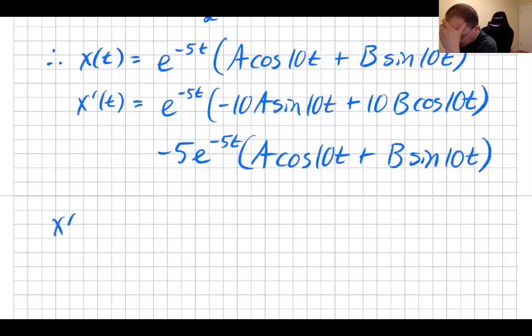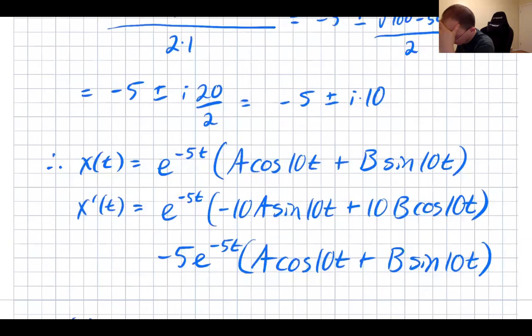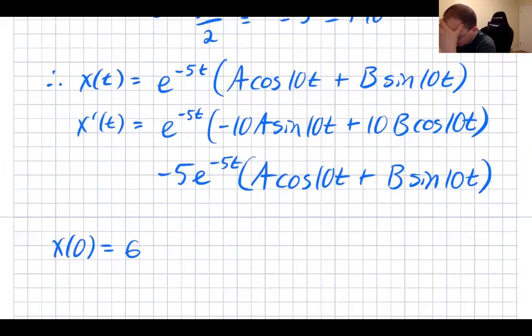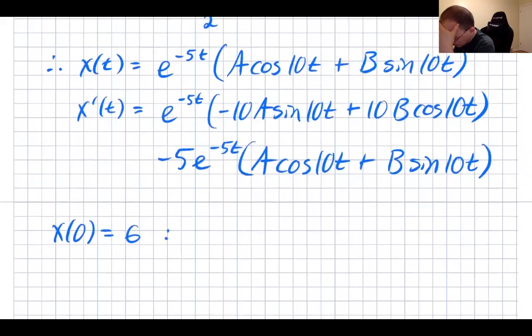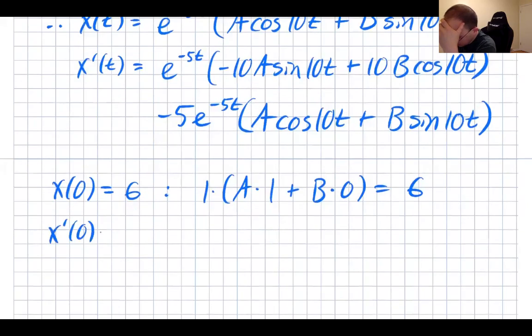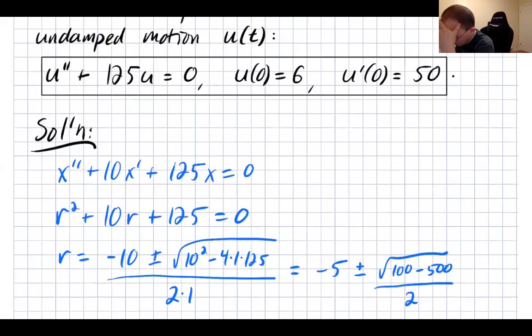Okay, x of 0 was 6, I believe. 6, and x prime is 50. Okay. So we'll have e to the 0 will be 1. So I'll just put 1 times a cosine of 0 is 1. And sine of 0 is 0. So we get that. And then x prime of 0 is 50. Just check that again, 50. Yeah, 50.